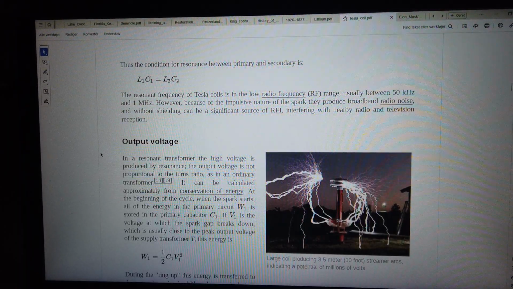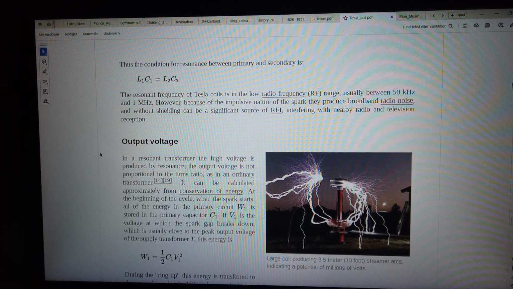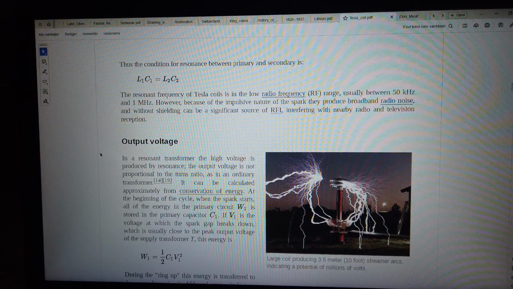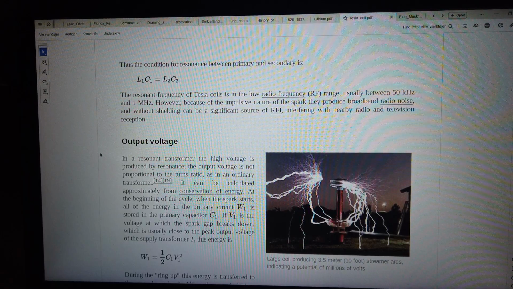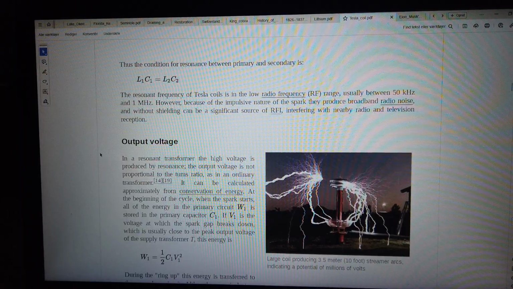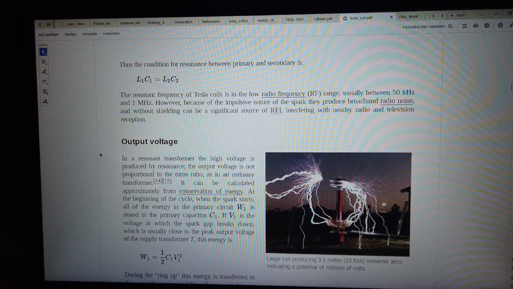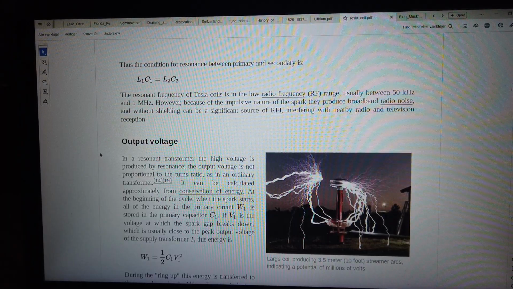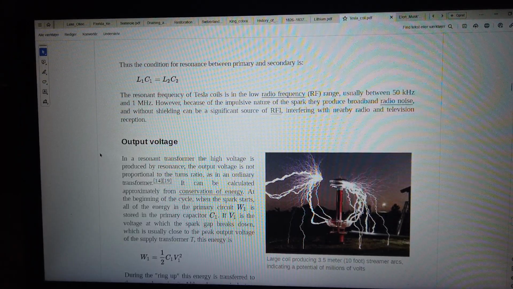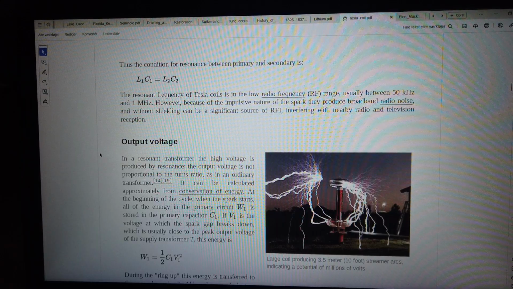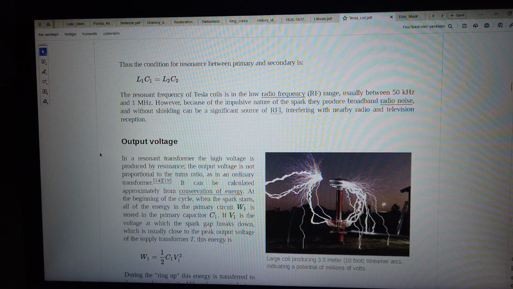Thus the condition for resonance between primary and secondary is as follows. The resonant frequency of Tesla coils is in the low radio frequency, RF, range, usually between 50 kHz and 1 MHz. However, because of the impulsive nature of the spark, they produce broadband radio noise and without shielding can be a significant source of RFI, interfering with nearby radio and television reception.